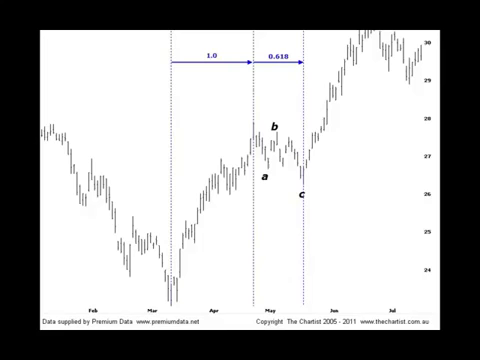Here's another one. We've got a move up, ABC, correction, and to the day, 61.8% in terms of time. Now it'd be quite interesting to see how that transformed in terms of price. It's a pretty shallow kind of correction. It looks like a 38.2%, but it would be quite interesting to see what the actual price retracements were on this, because the time projections are exactly spot on, and off we go again to the upside.